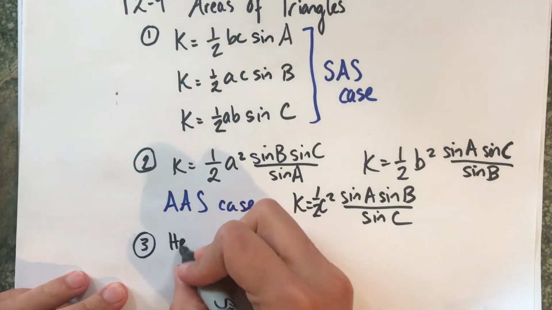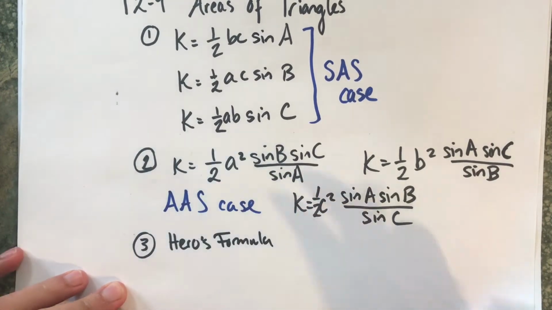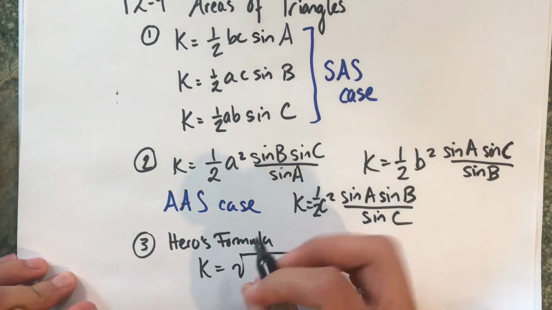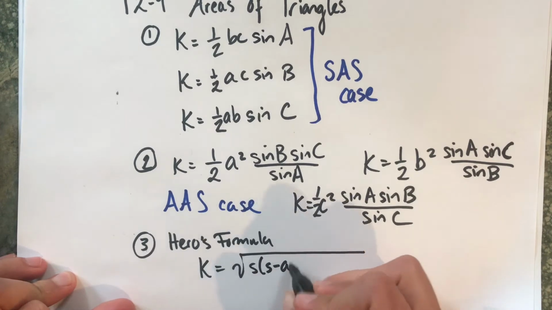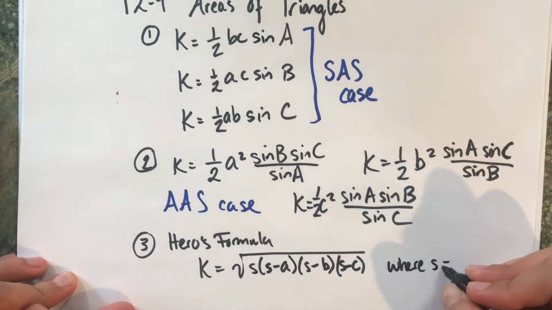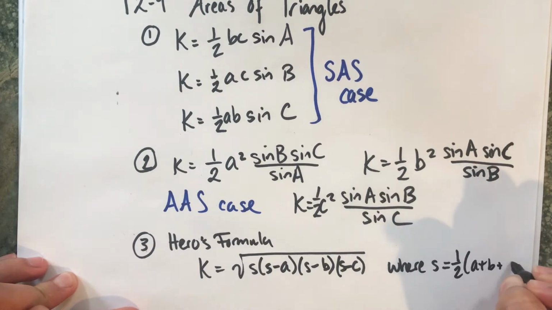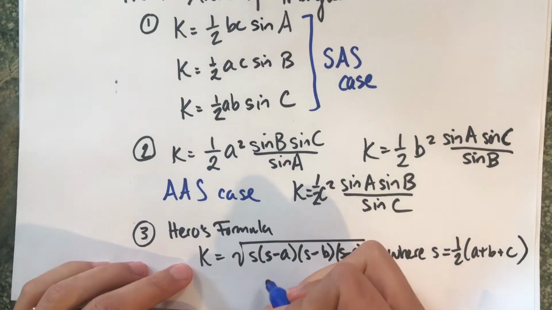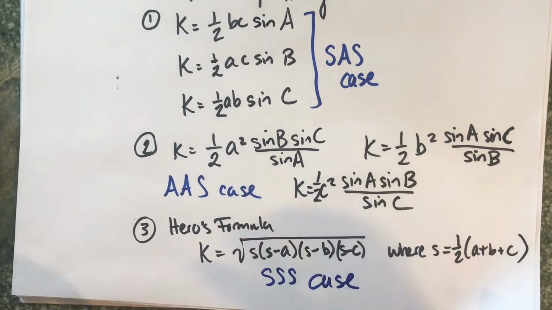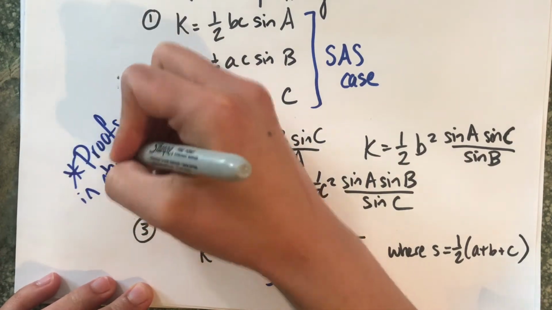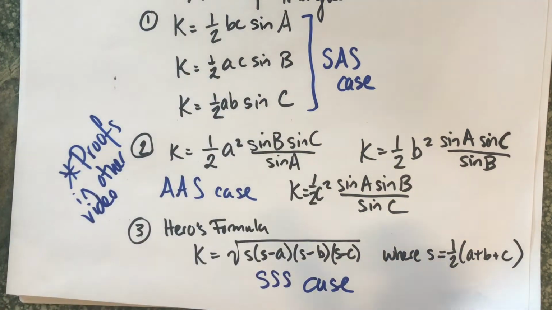The third case that we're going to talk about includes this formula called Heron's formula. So Heron's formula is K is equal to the square root of S times S minus A times S minus B times S minus C, where S is equal to 1/2 A plus B plus C. Okay, so this is if you have all three sides. So if you have the SSS case, this is how you would find the area of the triangle. Okay, so I'm going to prove these in another video, so just look out for that one.